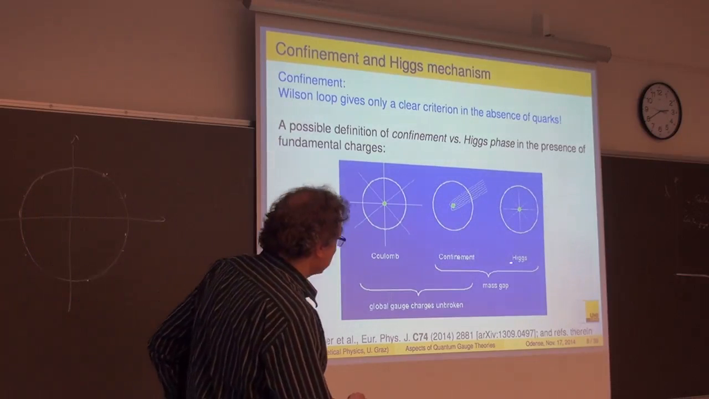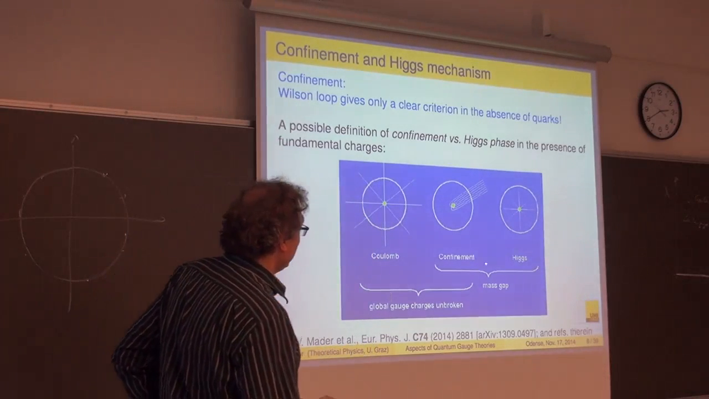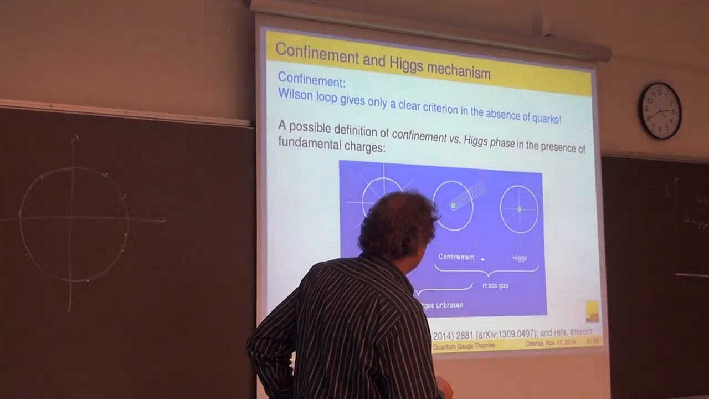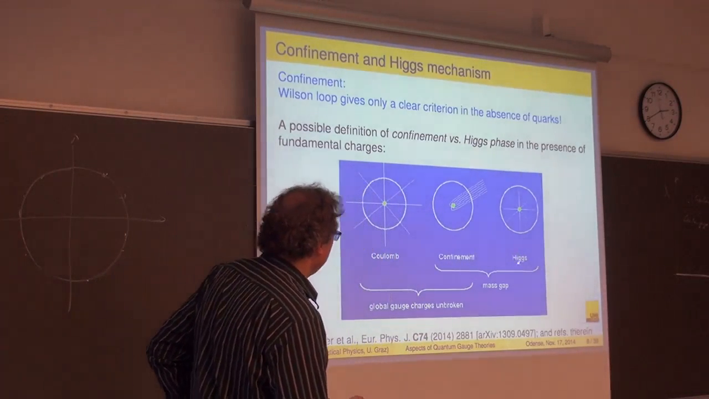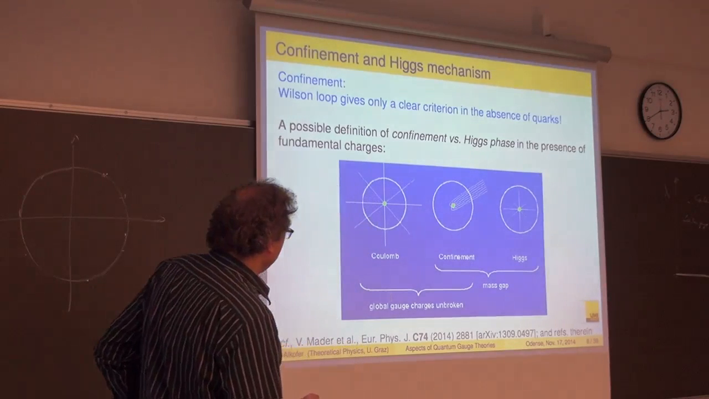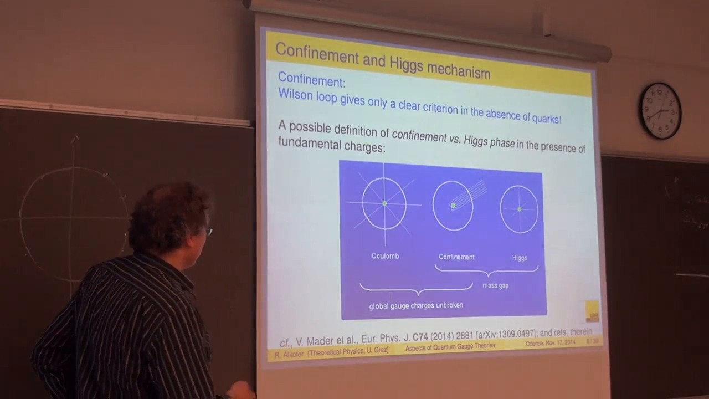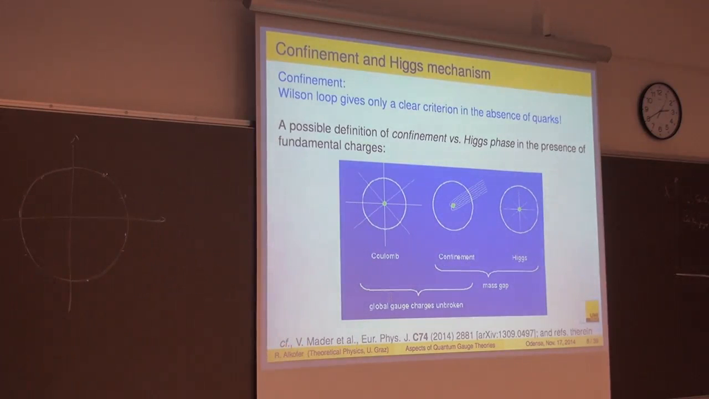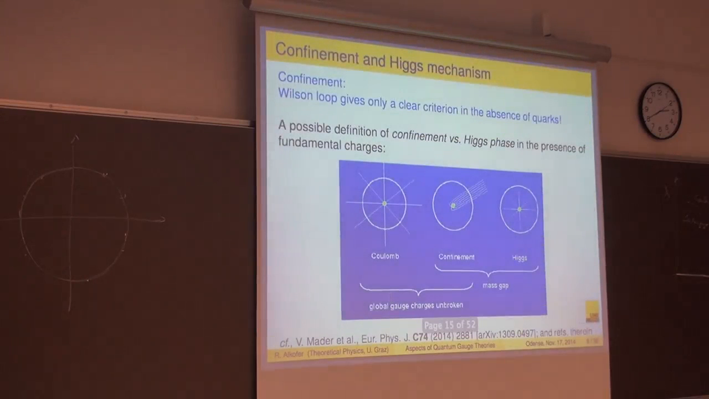Of course, there will be some part of our parameter space where confinement and Higgs might be really very hard to distinguish, as I explained before with the water vapor analogy. But in general, you would say you should clearly have an operational definition of how this works. And this was done with my student Valentin Marder, Martin Jordan, and myself.